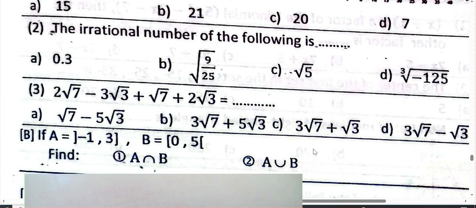Next question: which of the following is an irrational number? Choose letter C. We call it an irrational number because the square root of 5 can't be found in the rational numbers. It will be letter C.